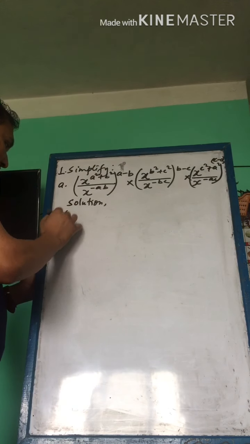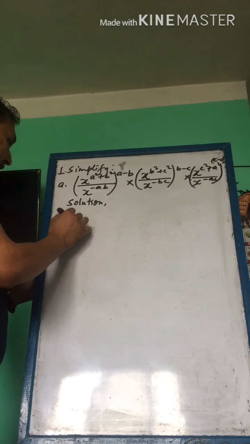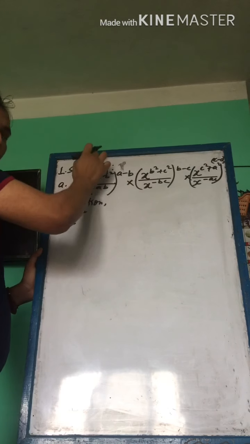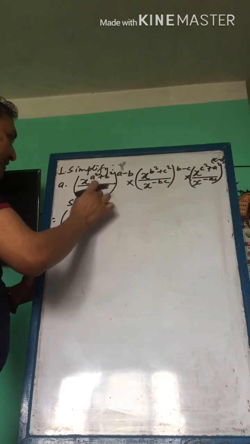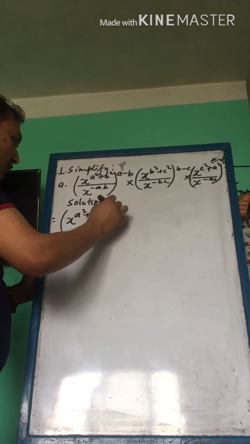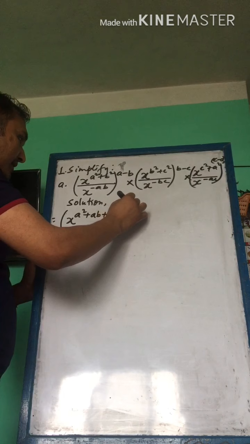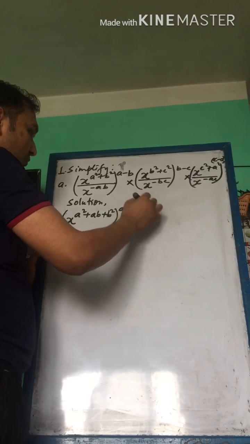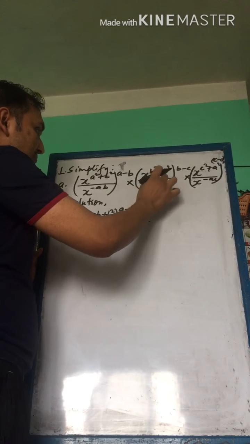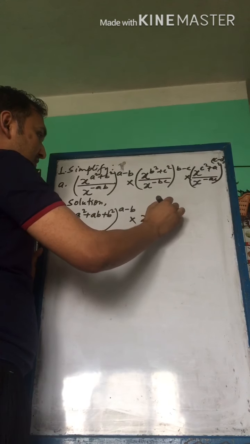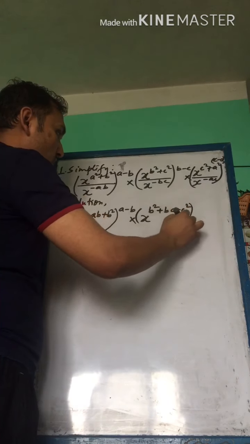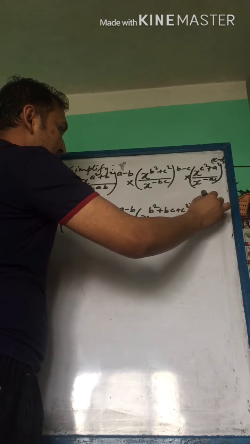Let us do it. Here you can write, x to the power, let me do directly, a square. When it goes up, it has a minus sign; when it goes up, it will have a plus sign. Plus ab plus b square whole to the power a minus b, into, over here also the same process, x to the power b square minus bc is there. When it goes up, it will be plus bc plus c square whole to the power b minus c.